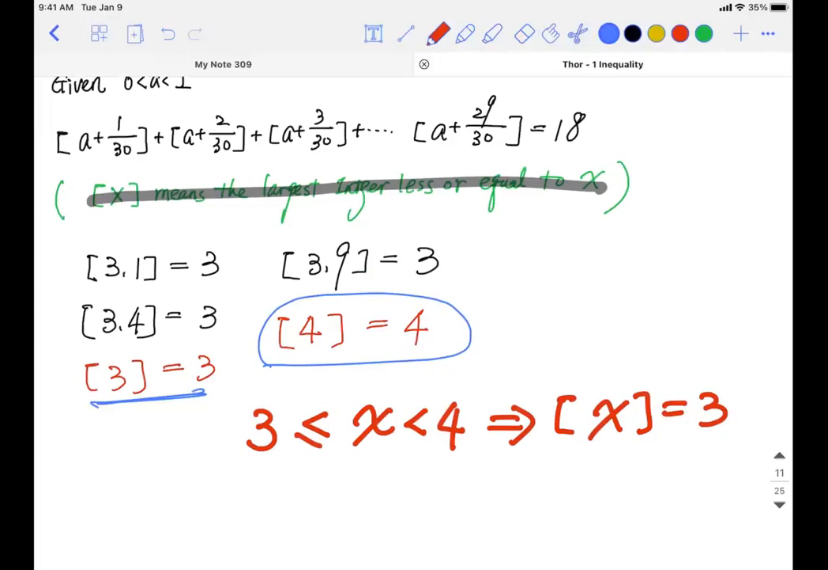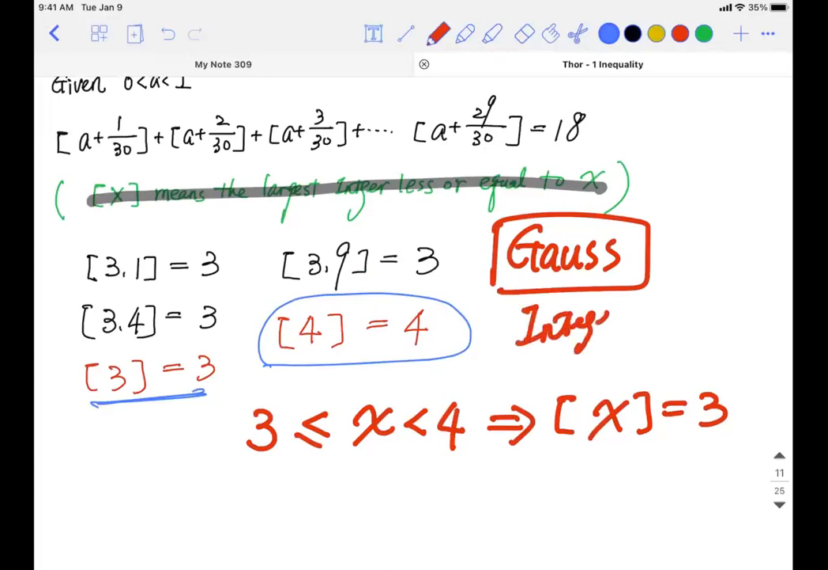I have a question. Yeah. So the name of this is the Gauss function, like the mathematician Gauss. Yeah, the Gauss function, named after the mathematician. Or we can call it the integer function, or we call it the floor function. You just have so many names. They're essentially talking about the same thing.